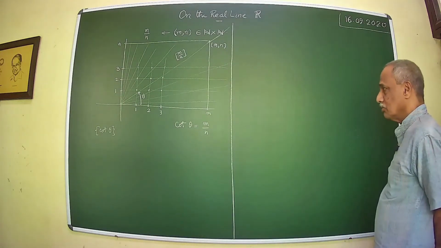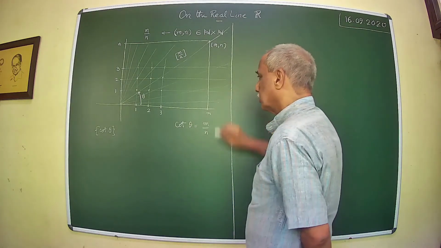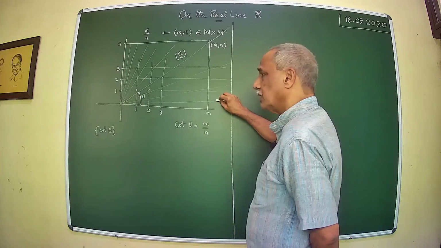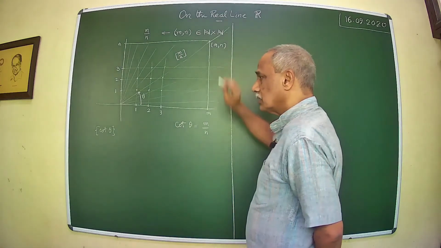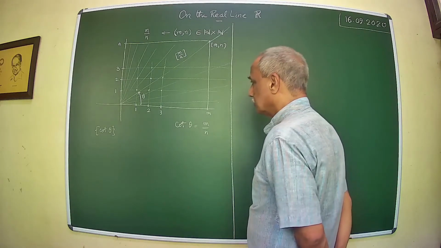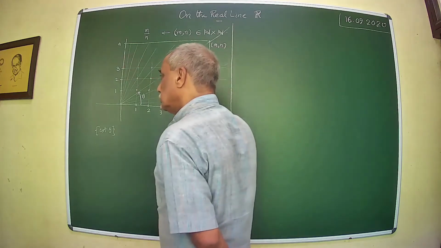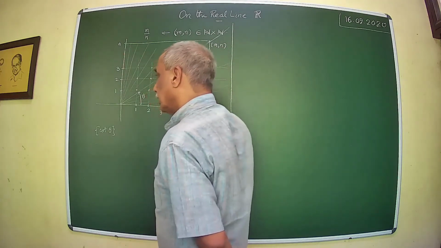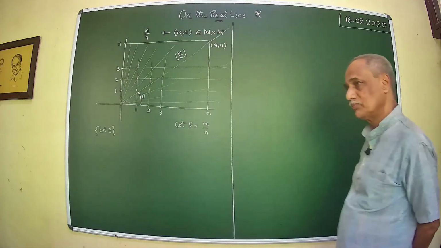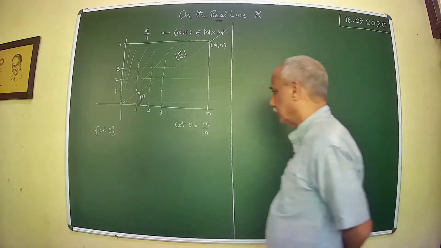Okay. So each line corresponds to a particular rational number. The only condition is that the particular line should pass through one of these lattice points. The question is, does this fill the whole of, say, R2? Unfortunately, it doesn't. There are gaps. So this is one of the things that you have to look at.